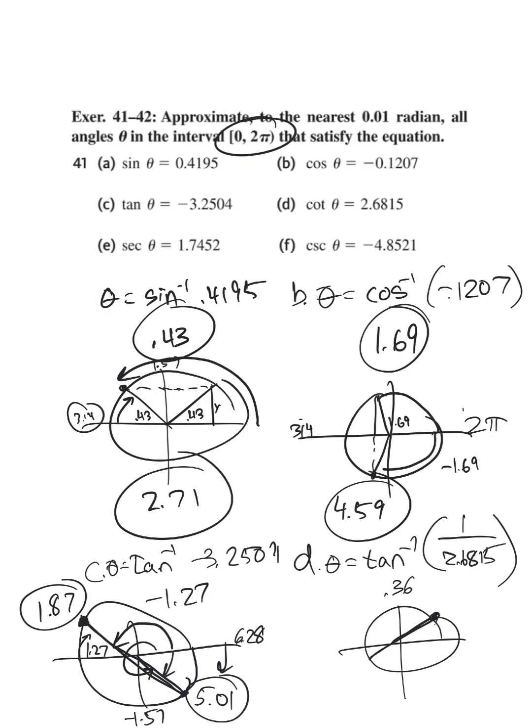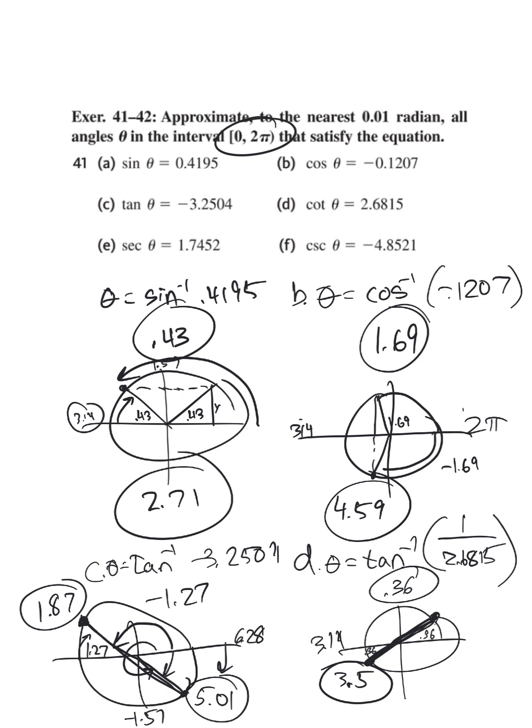It's tangent, so it's 180 degrees different. So that's 0.36. That's 0.36. So 0.36 is the first one. We take 3.14 and add 0.36, and we get 3.5. All right, so those are the two values for D.